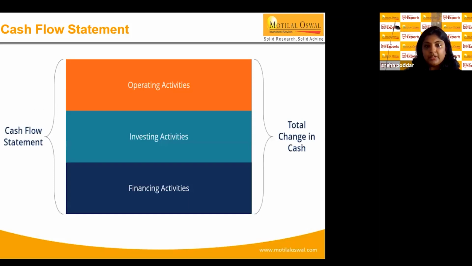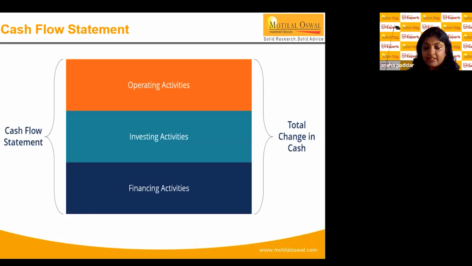Then we come to the cash flow statement. As I mentioned earlier, the cash flow statement has three segments: cash flow from operating activities, cash flow from investing activities, and cash flow from financing activities. Now, cash flow from operating activities means how much cash the company is able to generate from its operating activities or from its operations.